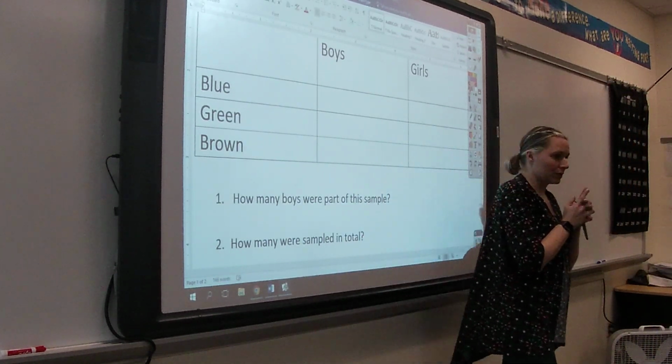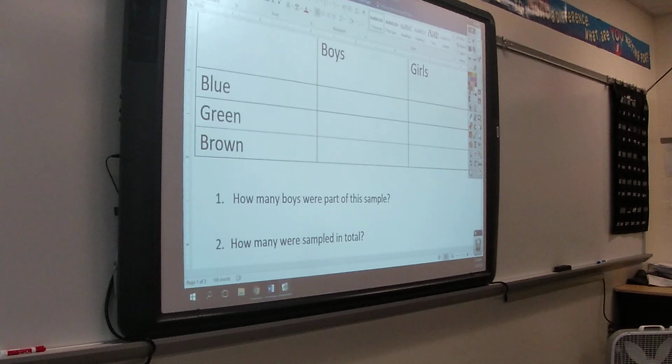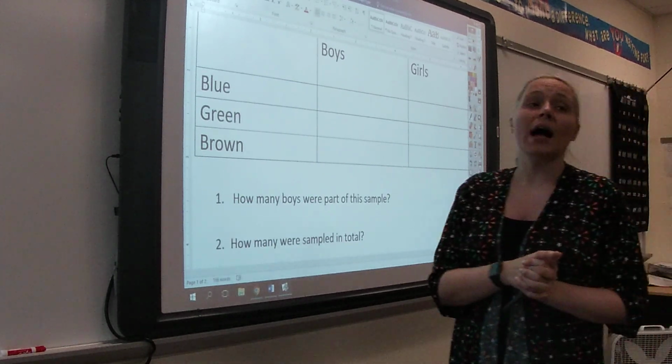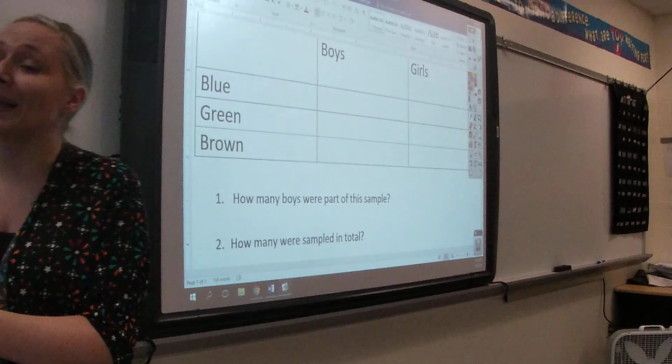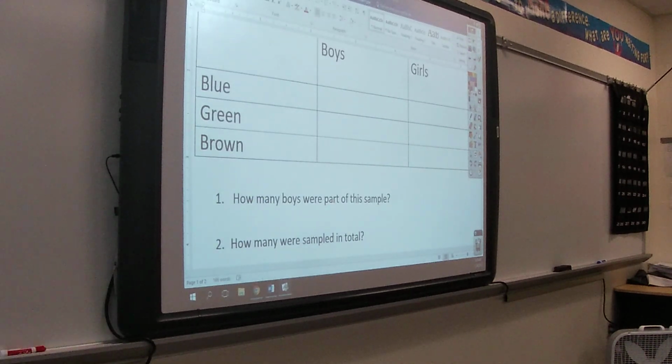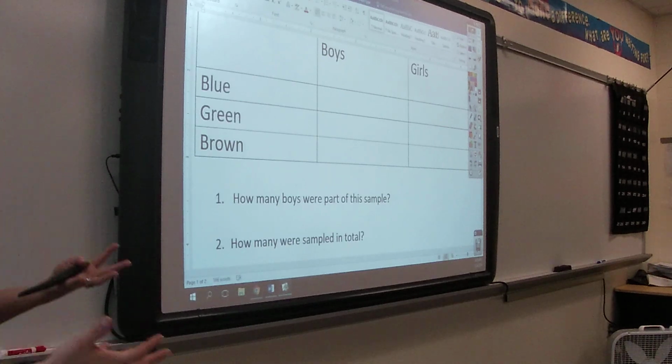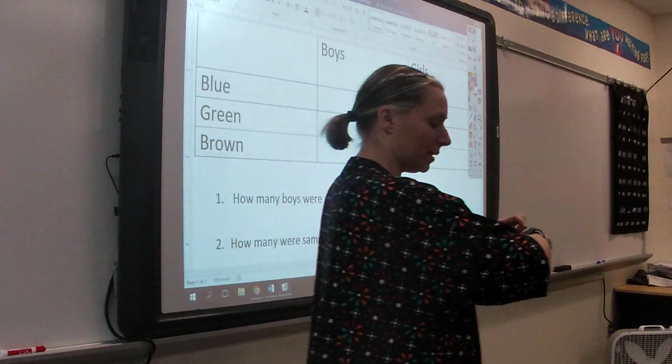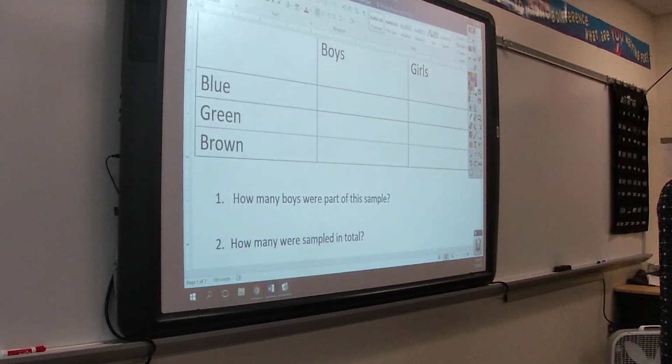Here are additional rules. Everyone has to respond. Everyone needs to give me a vote. And you can only vote one time. So that means if you have hazel eyes, you cannot put yourself in green and brown. You have to pick one category to put yourself in, right? Otherwise, again, we would get data that's not right.